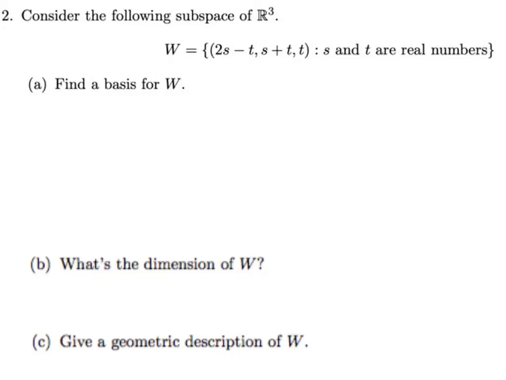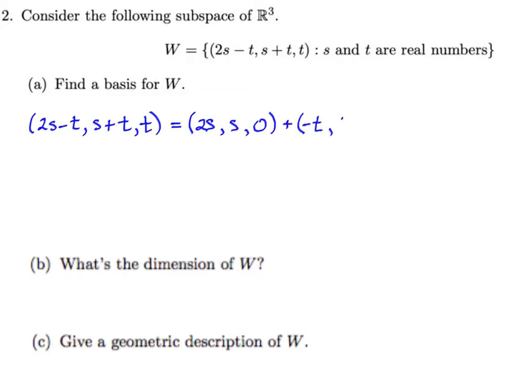A basis is going to be a set of linearly independent vectors such that any vector in W is a linear combination of them. It has to span W. So let's rewrite this arbitrary element of W as a linear combination of two vectors in R3. Here's an arbitrary vector in W. First of all, I can write it as the sum of two vectors, one of them involving just the parameter s, and the other one just involving the parameter t. And then I can rewrite each of these two vectors as a scalar multiple of some vector in R3.